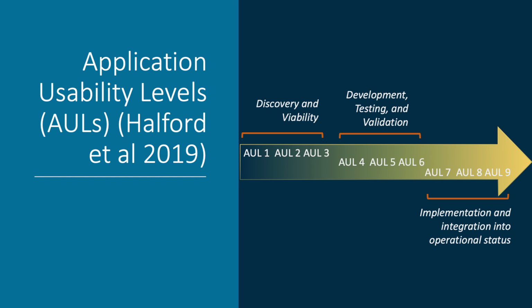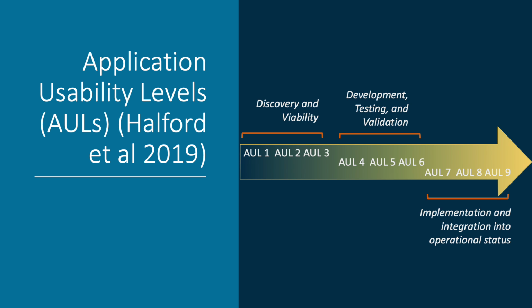The application usability levels, or AULs, were developed by the space weather community and published last year. They also have 9 levels and 3 phases: the discovery and viability phase, the development, testing, and validation phase, and the implementation and integration into operational status phase.